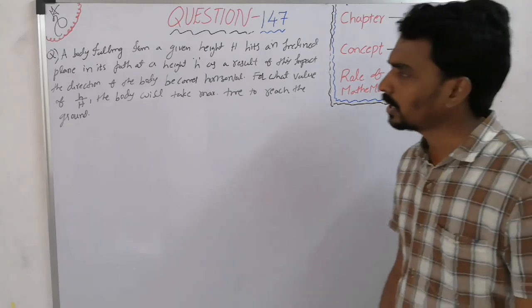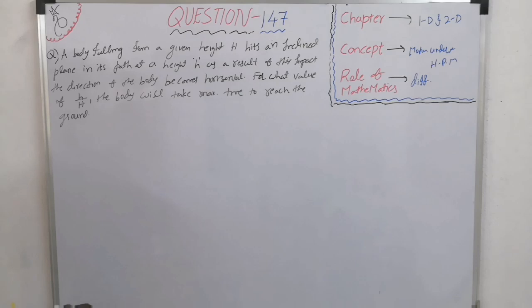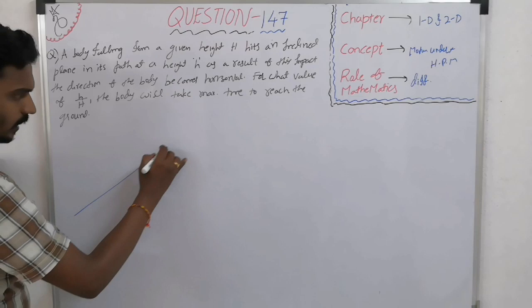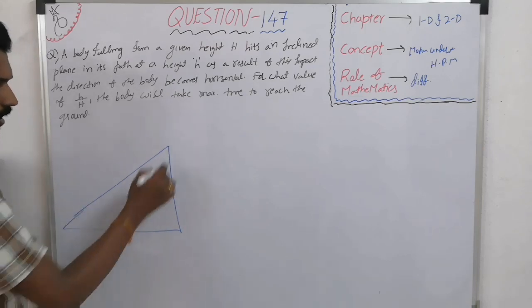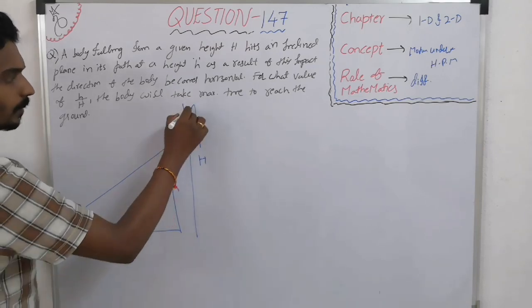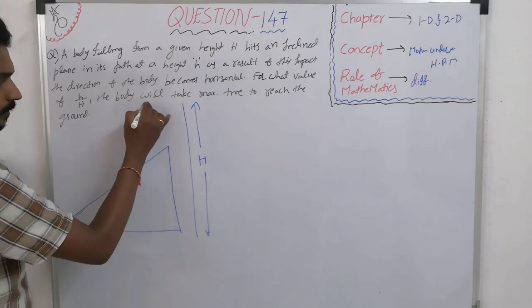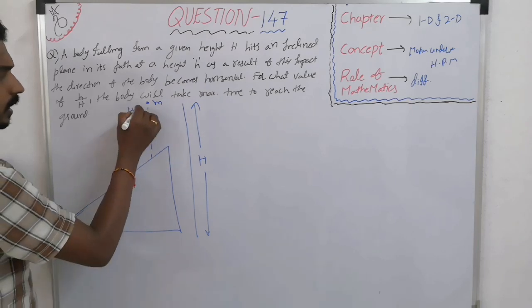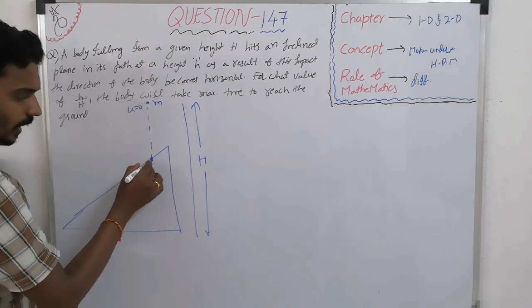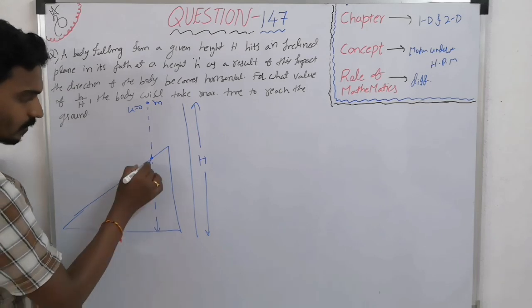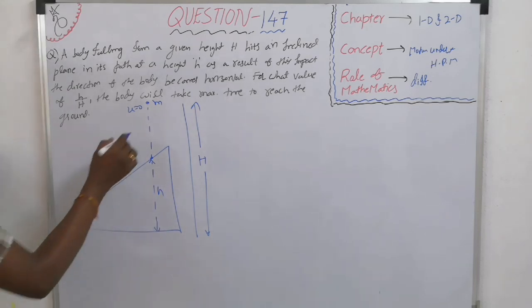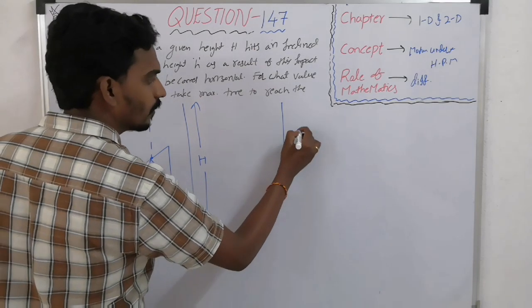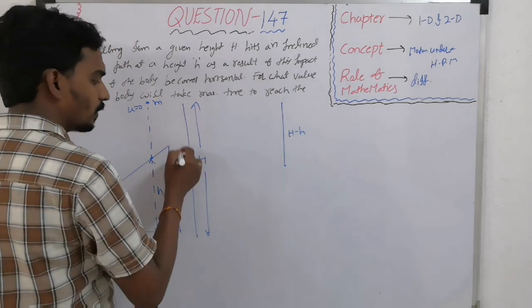So here the question is a body falling from a given height H hits an inclined plane in its path at a height h. So there is an inclined surface and a body is falling from a height capital H. So from here, let's take the mass now dropping. So initial velocity 0 and hitting the inclined surface at a height h. So what height it travelled? It started here, it is hitting and it travelled a height H minus h.